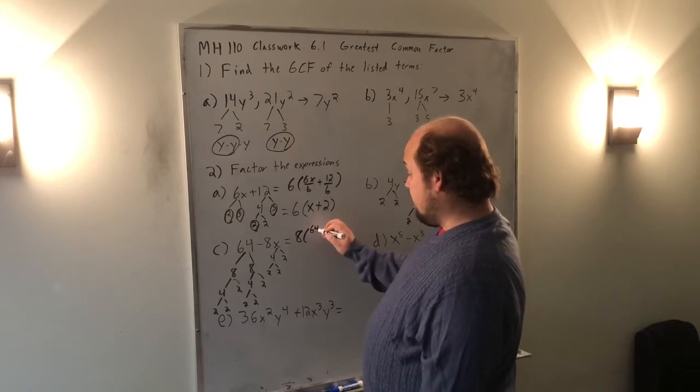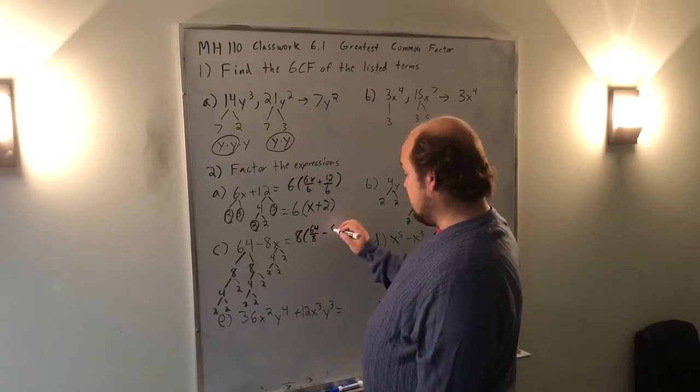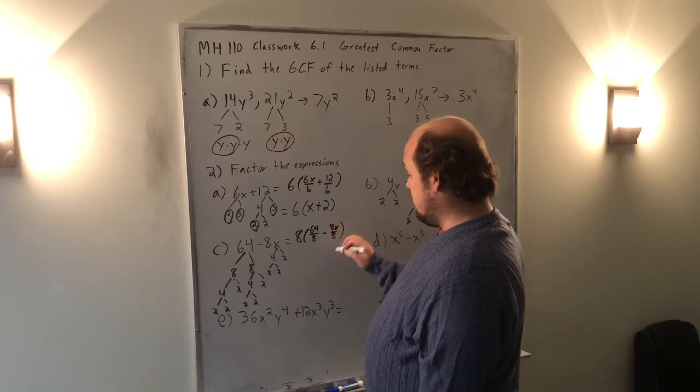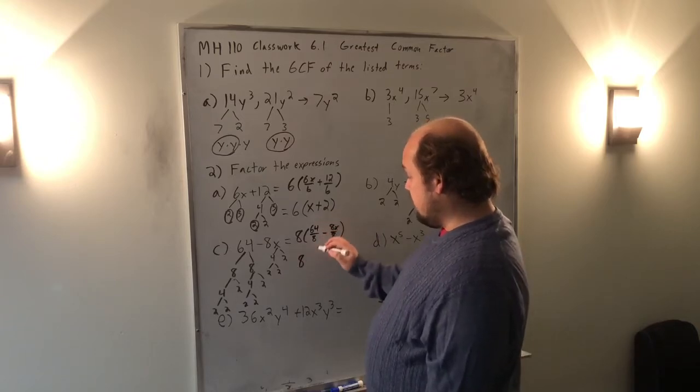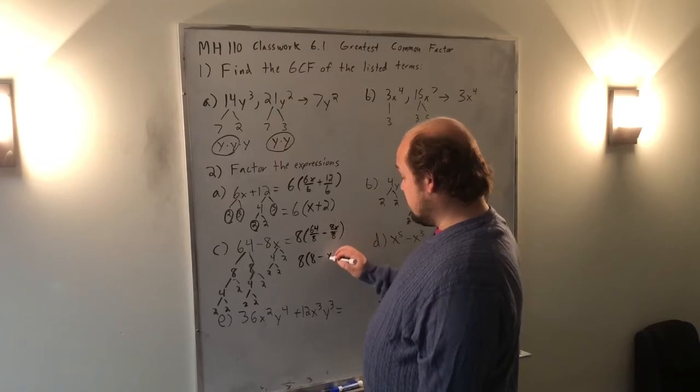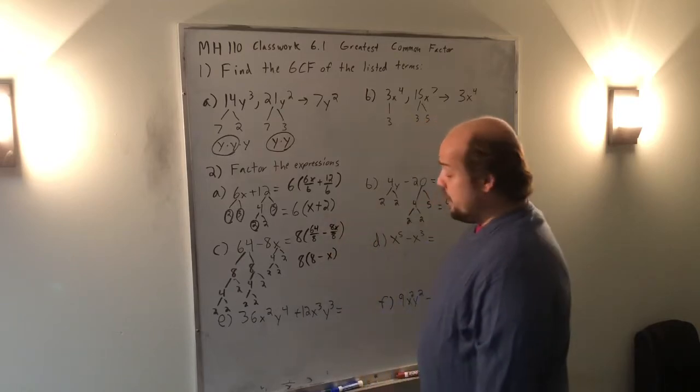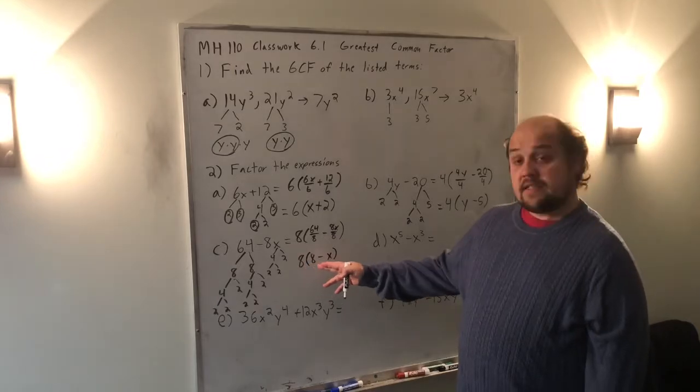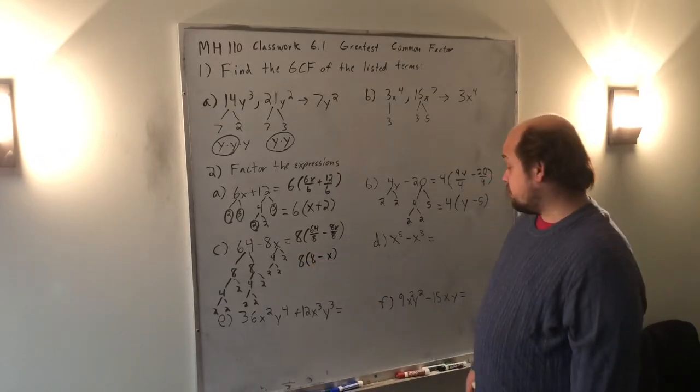If I do 64 divided by 8 minus 8x divided by 8, this becomes 64 divided by 8 is 8. 8x divided by 8 is just x. So I get a final answer, 8 times (8 minus x).